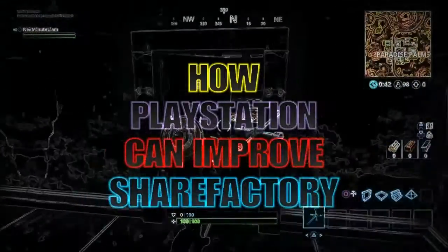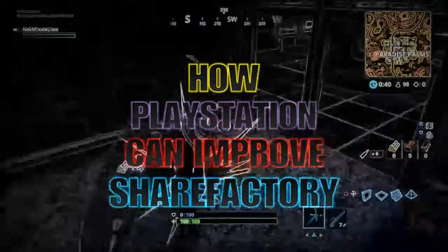Having said that, I still believe there is much ShareFactory can do to improve and make things easier and better for its users. Also, if you don't use ShareFactory and have never edited a video before in your life, there's a good chance you won't understand the majority of what I'm talking about. I will try to do my best and keep it clear and simple for you guys. So without further ado, here's how I believe PlayStation can improve ShareFactory.